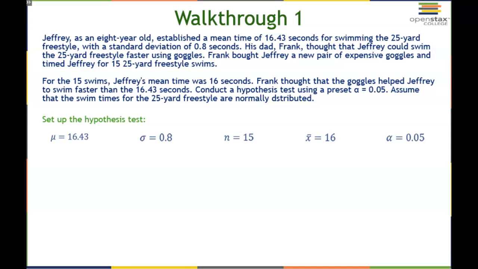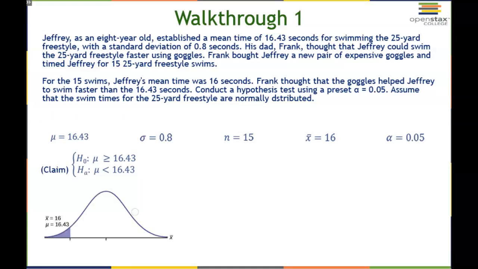Frank thought that the goggles helped Jeffrey swim faster than 16.43 seconds. Faster means that their time is less than the 16.43. So the claim is that Jeffrey's trial times are less than 16.43, so this is an HA. So HA is mu is less than 16.43, and our H0 will be mu is greater than or equal to 16.43, and our claim is the HA.